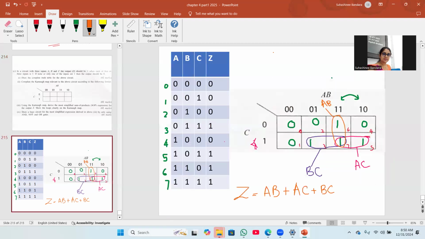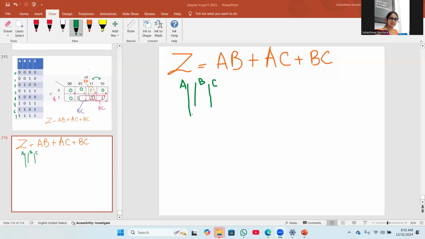Let's get started. Going to make AB. Then we need the B. Use the AND gate. Output will be AB. Okay, then we need the C, AC.